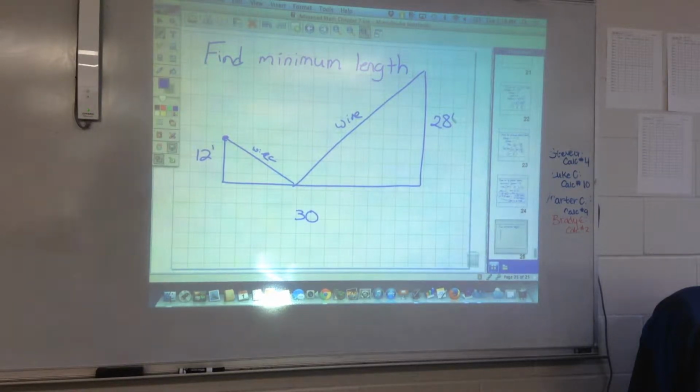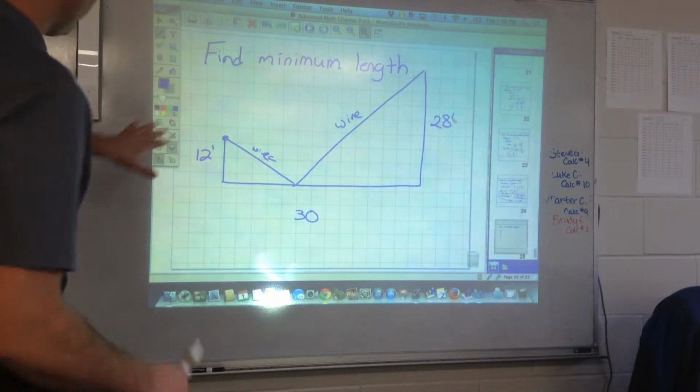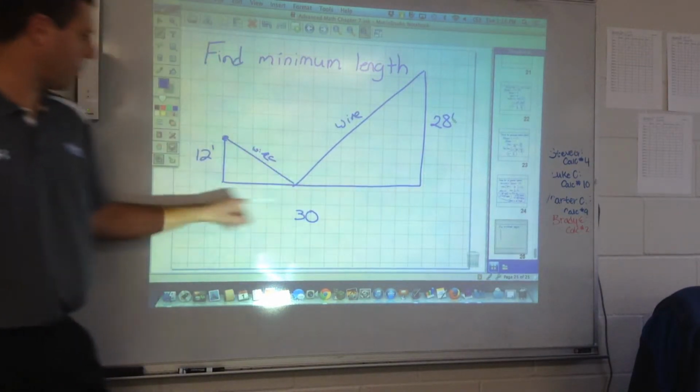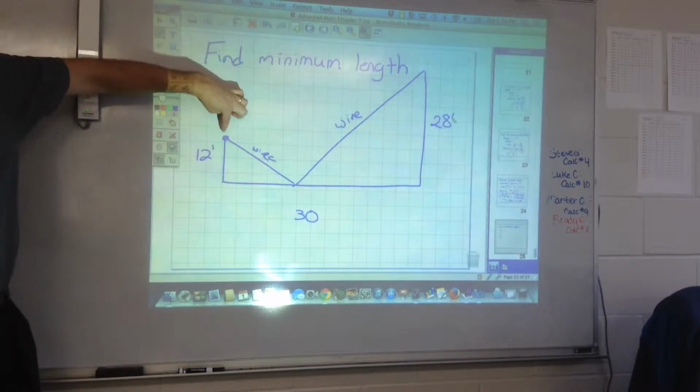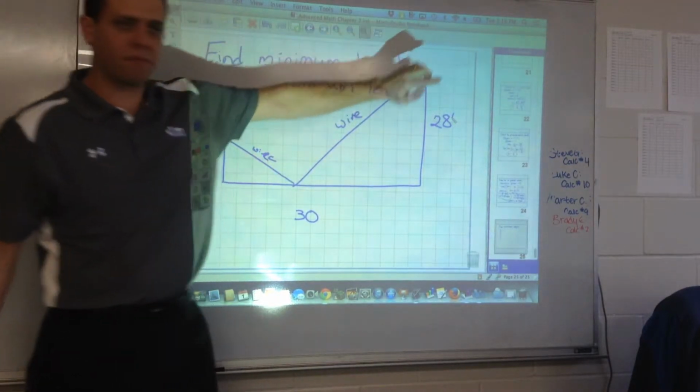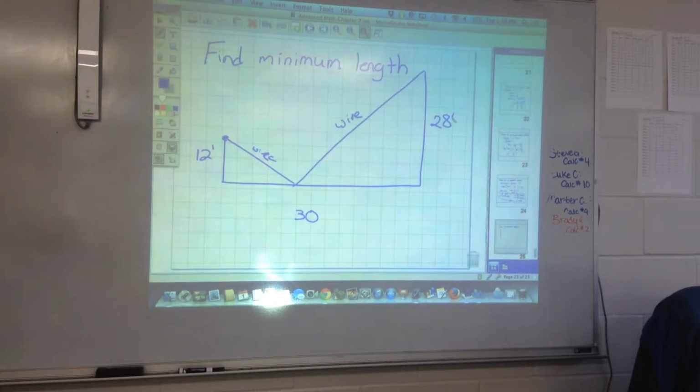Alright, so let's try this one out. We have a 12-foot pole and a 28-foot pole. They are 30 feet apart. We want to stretch a wire from the top of this one down to the ground, and then from there to the top of this one, and use the minimum amount of wire to do that.